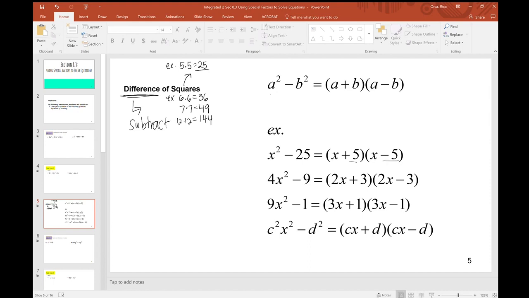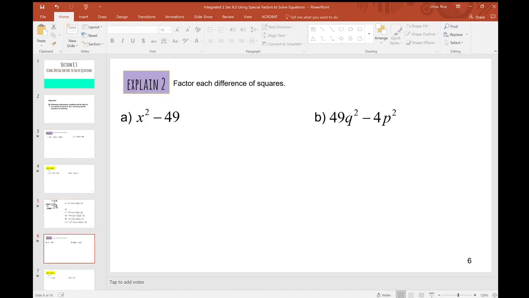Another example of a difference of squares is 4x squared minus 9. 4x squared is a perfect square because it's 2x and 2x. And 9 is a perfect square because 3 times 3 is 9. That said, the factors are 2x plus 3 times 2x minus 3. So let's look at some actual examples.